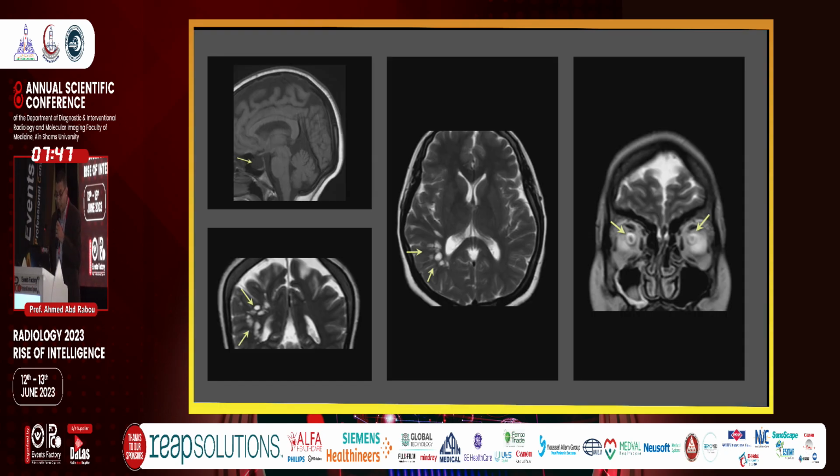Sometimes we see an association between perivascular spaces and other diseases. For example, here, this patient had enlarged type 2 perivascular space in the subcortical region of the parietal lobe. And we can see this patient also had idiopathic intracranial hypertension, as you can see in the empty sella and increased perioptic CSF.